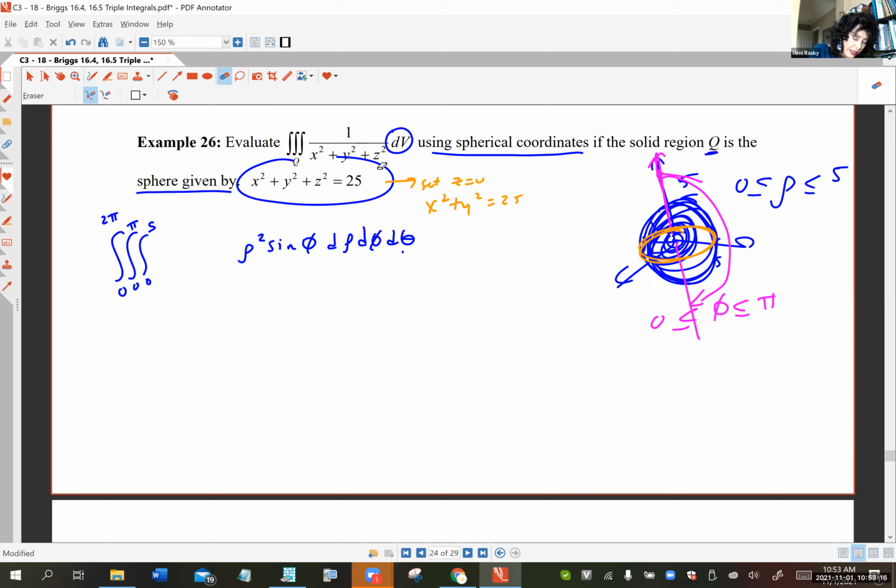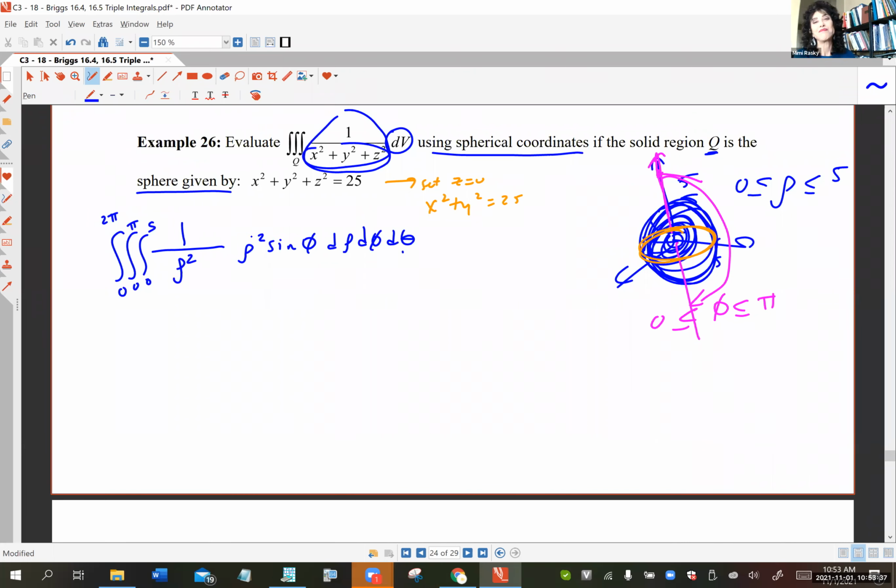Now the question is, what about this integrand, the 1 over x squared plus y squared plus z squared? How do we rewrite that using spherical? Well, you could put in all of those horrible conversion formulas for x, y, and z, but if you remember that x squared plus y squared plus z squared is rho squared, after you do all your factoring and trig identities, that's what will happen. And now you can continue.